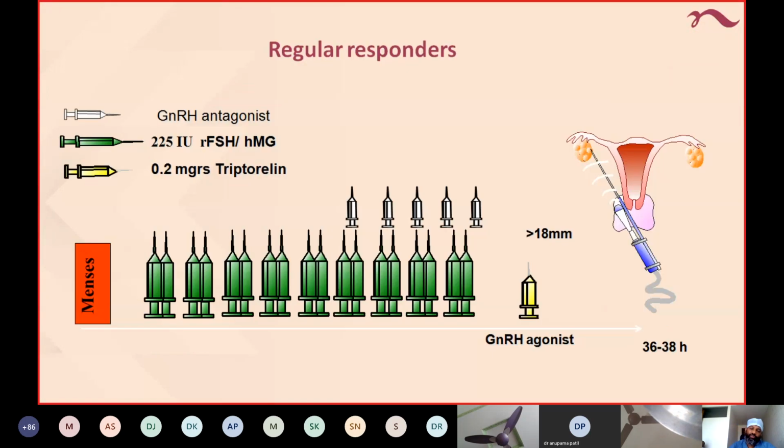So for regular responders, you can use a GnRH antagonist cycle with around 200 to 225 units. And if you want to freeze, instead of HCG, you can use an agonist trigger. I was telling you about the agonist trigger in the previous talk. An agonist trigger like triptorelin will help in luteolysis, and then the chances of OHSS are very low. So this GnRH agonist trigger, it could be Decapeptyl or leuprolide or any trigger, helped us to make an OHSS-free clinic. So we don't have OHSS now. Very rarely do we see OHSS because of the agonist trigger instead of HCG. We don't use HCG much if we are going to freeze all the embryos.